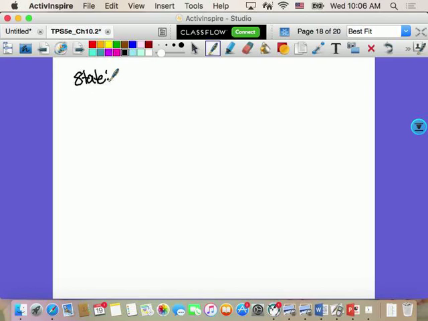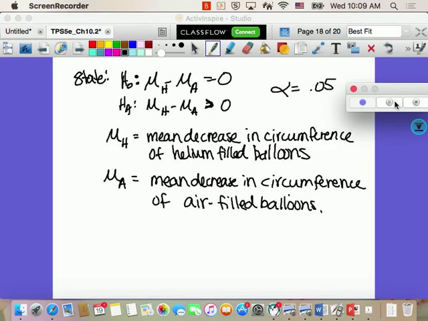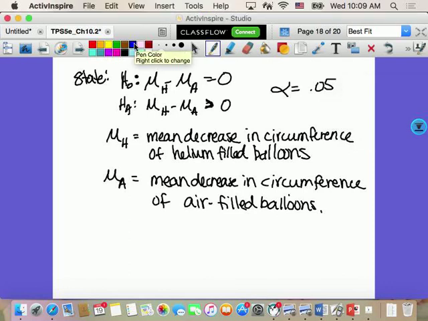Kelsey, I'm going to pause you for now because this is going to take a while. All right, so our hypotheses are that the mean decrease in circumference of helium-filled balloons and the mean decrease in circumference of air-filled balloons is 0, meaning there's no difference. Or the mean decrease in circumference of helium-filled balloons is greater than the mean decrease in circumference of air-filled balloons. Again, if you wanted to write them like this, you could. If you wanted to write it like this, you could.